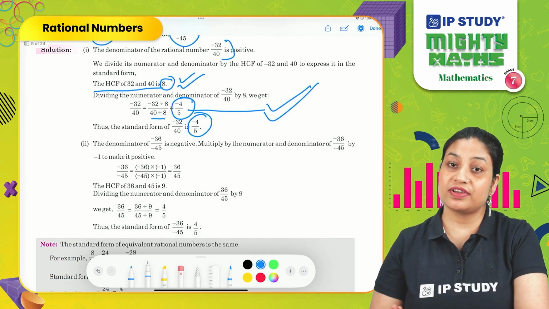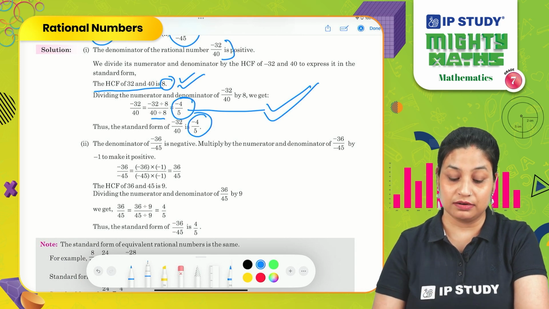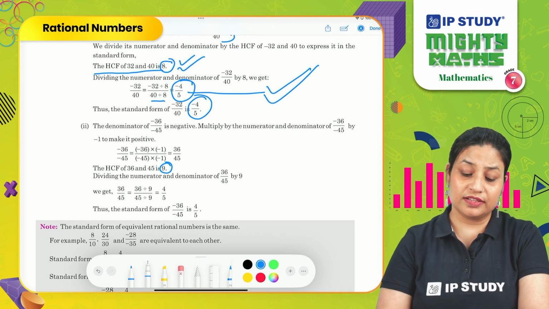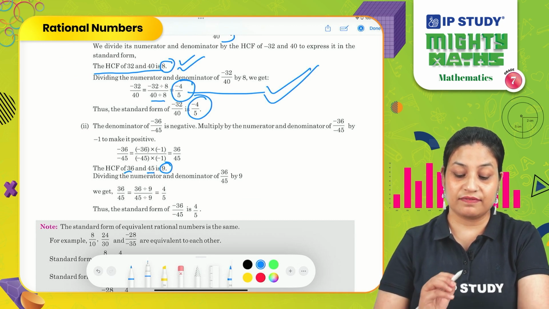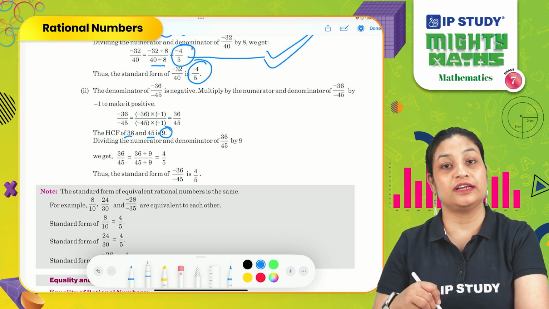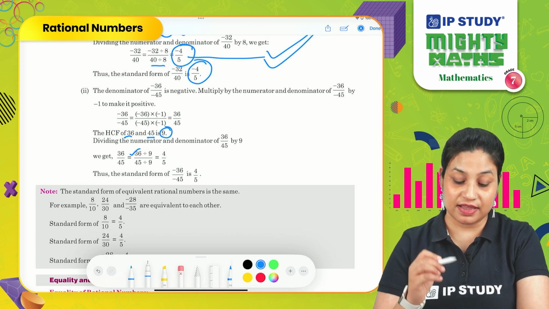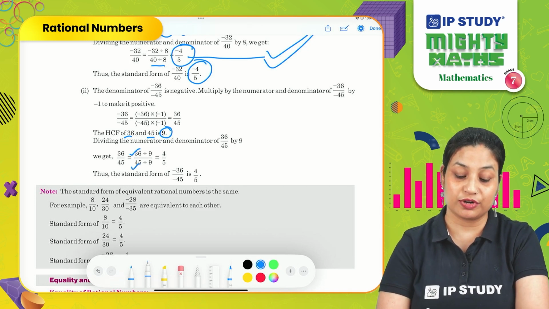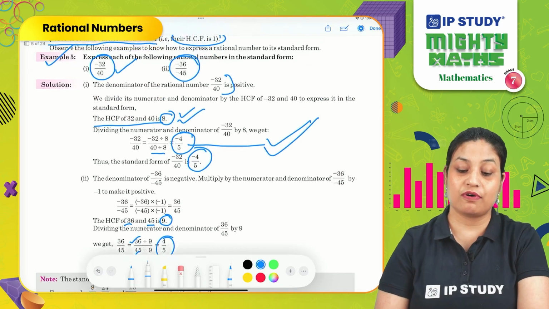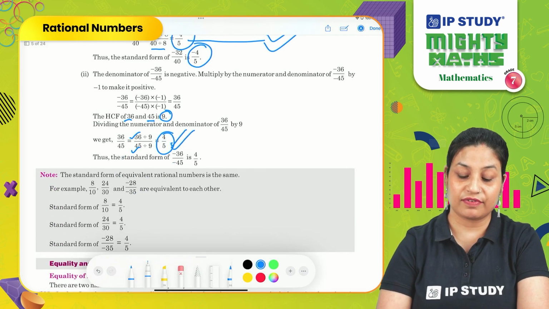So first of all, step 1 is you have to find out the HCF of numerator and denominator. When you find it, what will you get? 9. So the HCF of 36 and 45 is 9. Now the next step is you have to divide both numerator and denominator by the HCF. So here 36 will be divided by 9. In the same way 45 will be divided by 9, and you will get 4 by 5 as your result. It means the reduced form of 36 by 45 is 4 by 5.